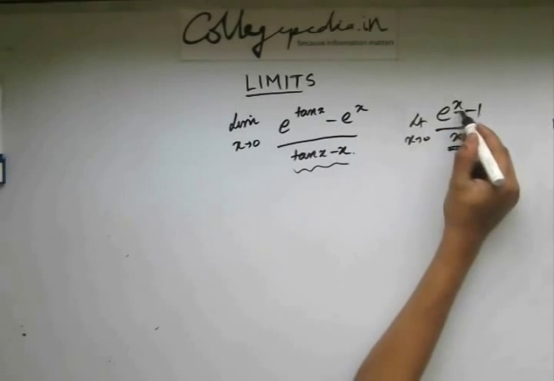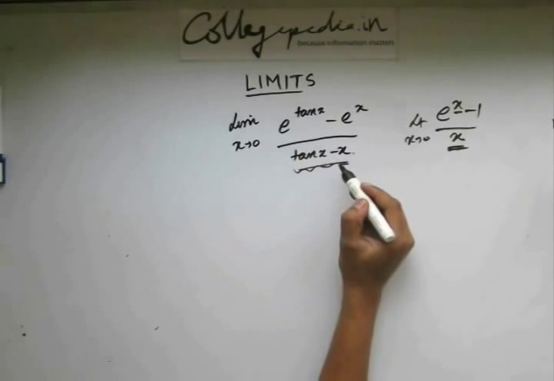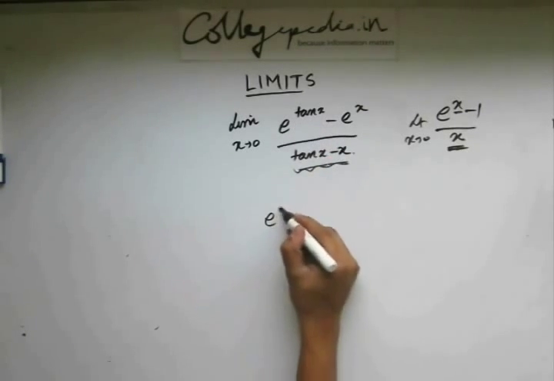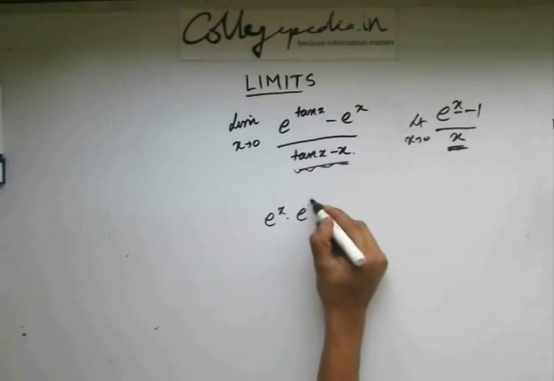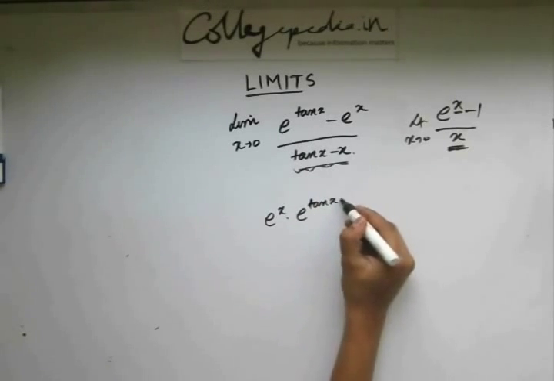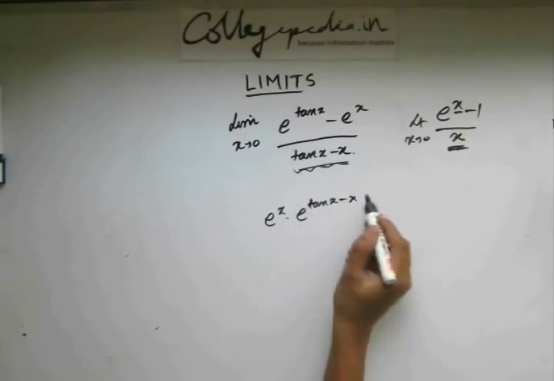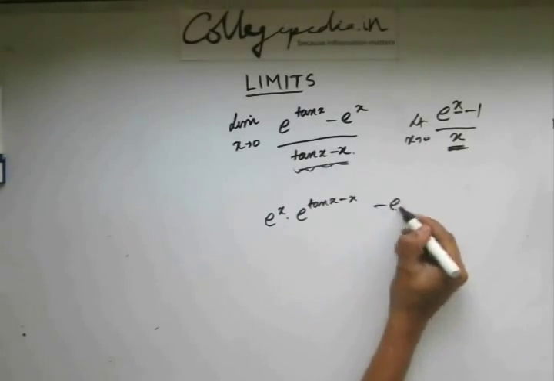So somehow in the numerator, if I want to use this form, whatever is here should be here. So there's tan x minus x here, whereas this term approaches 0, so the same thing should be here. So let's multiply and divide by e to the power x. So I'll get e to the power x into e to the power minus x.